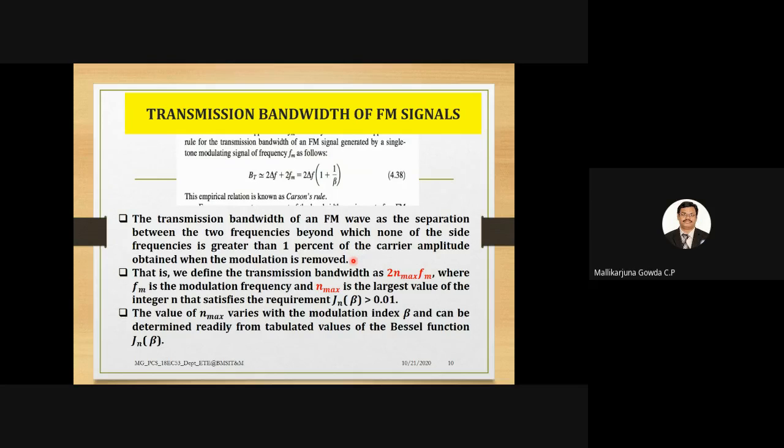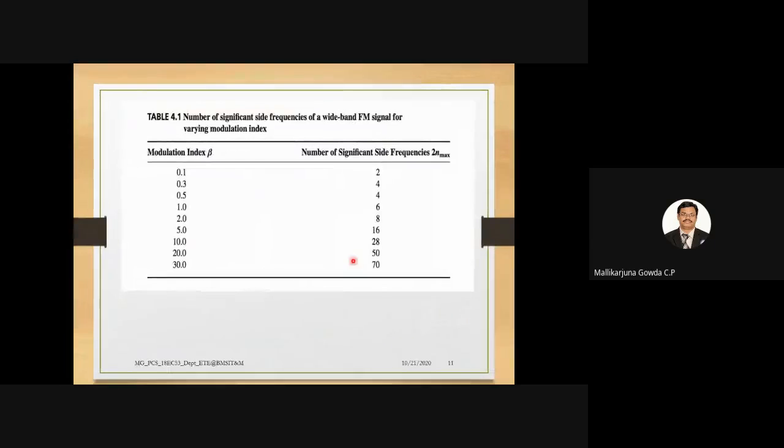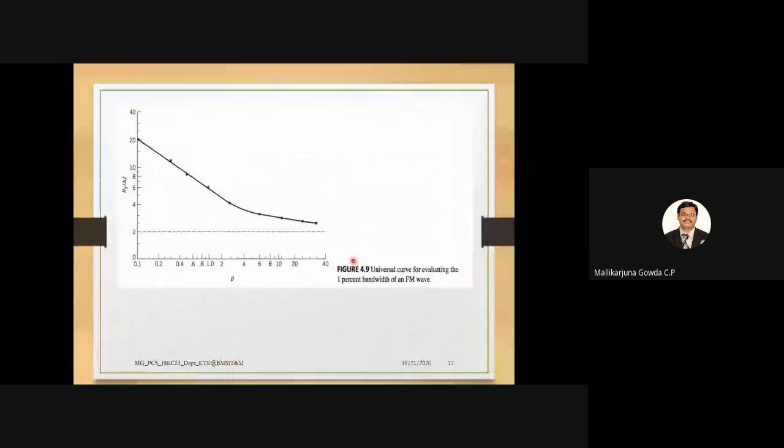Another one is the curve. I will come back to that. Okay, there is a universal curve. I think I will take up this in the next class. Already it is 11:50. Okay, we'll discuss this universal curve for finding the transmission bandwidth of an FM signal in the next class.